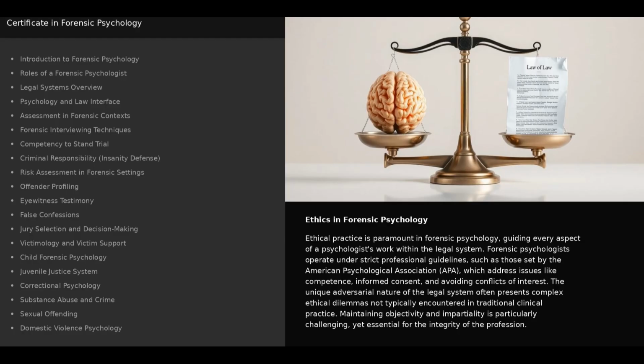Forensic psychologists operate under strict professional guidelines, such as those set by the American Psychological Association, APA, which address issues like competence, informed consent, and avoiding conflicts of interest. The unique adversarial nature of the legal system often presents complex ethical dilemmas not typically encountered in traditional clinical practice. Maintaining objectivity and impartiality is particularly challenging, yet essential for the integrity of the profession.